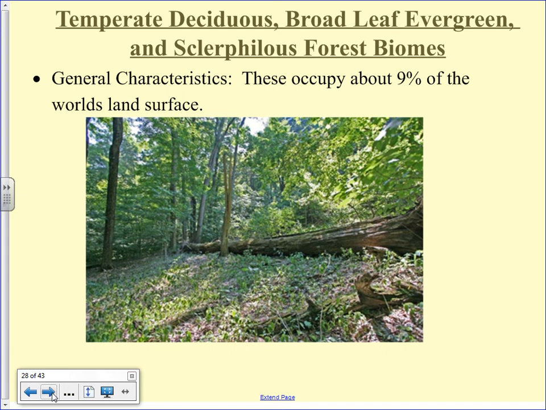Okay, the temperate deciduous broadleaf evergreen sclerophyllous forest biome. This basically includes the deciduous biome as well as the Mediterranean biome. We're kind of combining them together here. Big thing, all your plants lose their leaves at some point during the year.